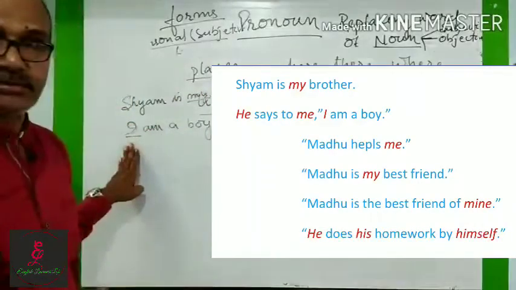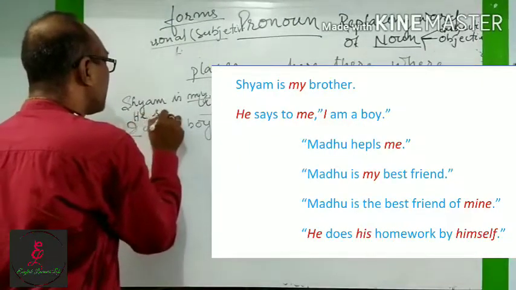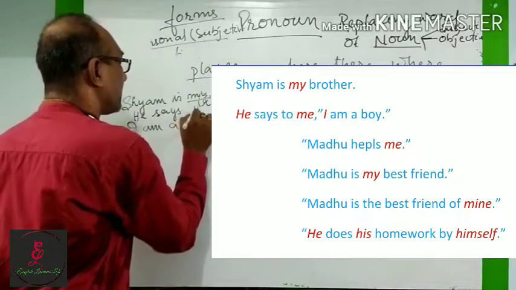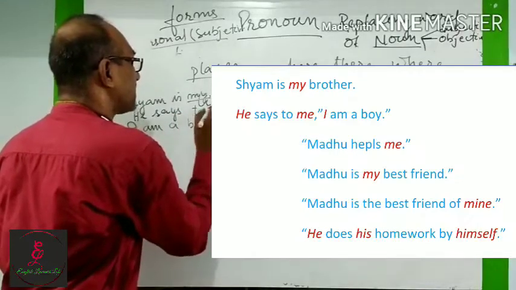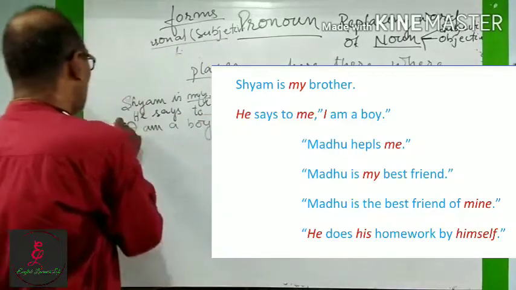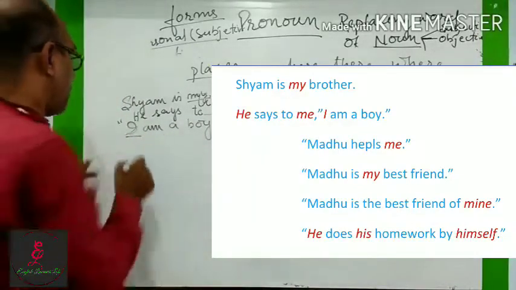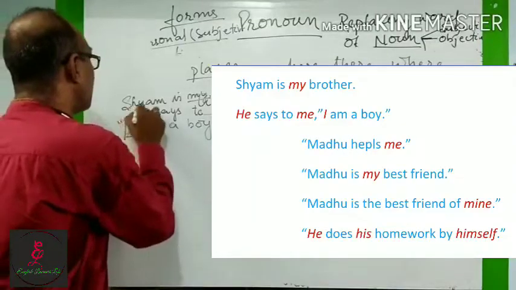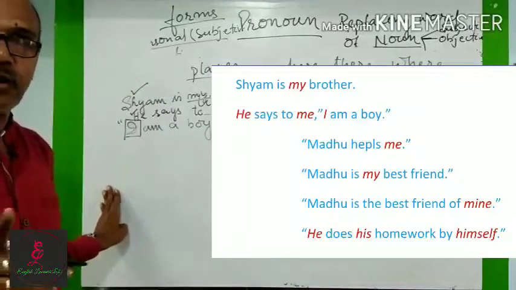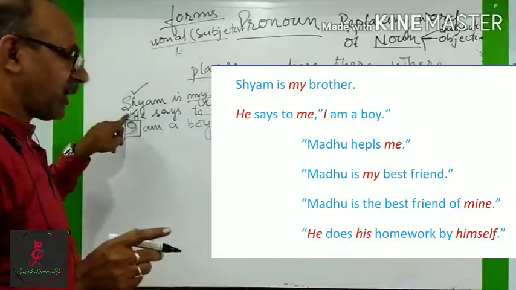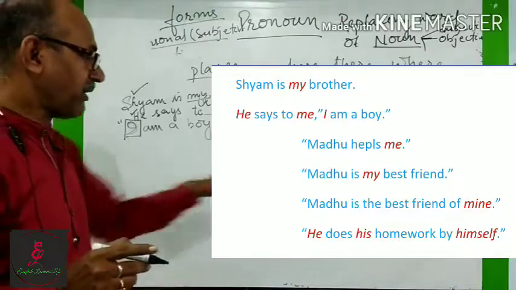I means the speaker who speaks about himself that he is a boy. Suppose Sham is my brother, and he says to you, "I am a boy." So here I is related to he, which is related to Sham. Understood? So for Sham we can use he and I. Yes? So the same way me can be used.